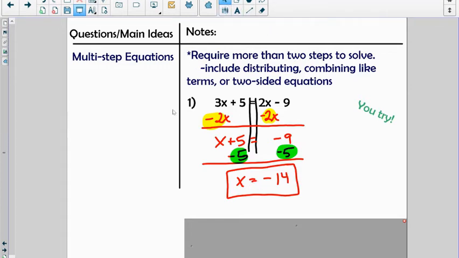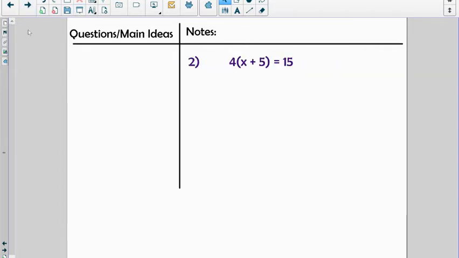So there's more than one way to show work and to get those variables and constant terms separated so that we can solve for x. And it's okay if it looks different. Here's another multi-step equation. Notice we have parentheses. Well, if we wanted to try to simplify this, we can't add x and 5 together because they're not like terms.